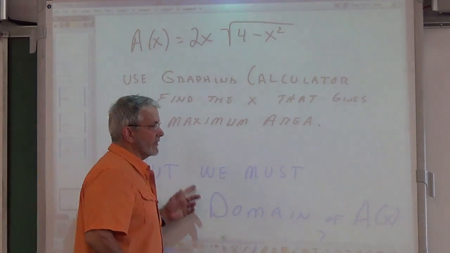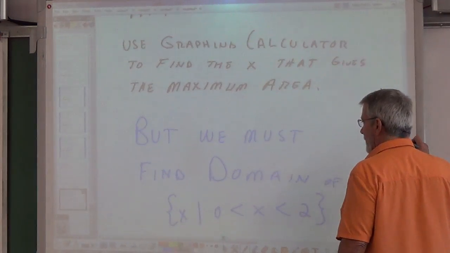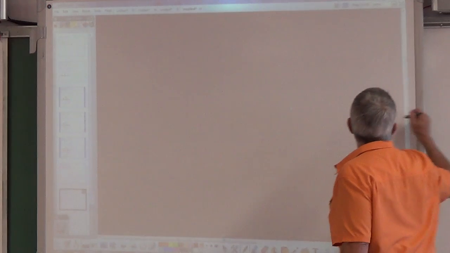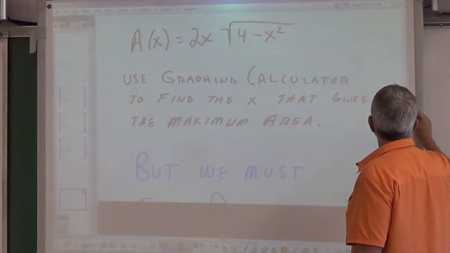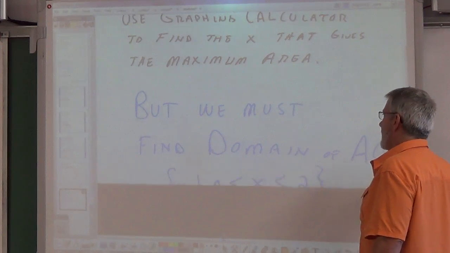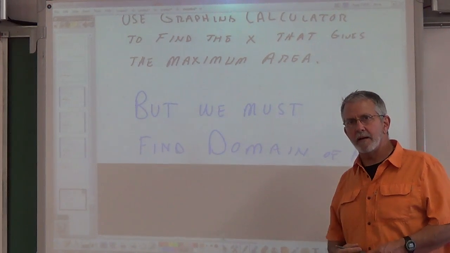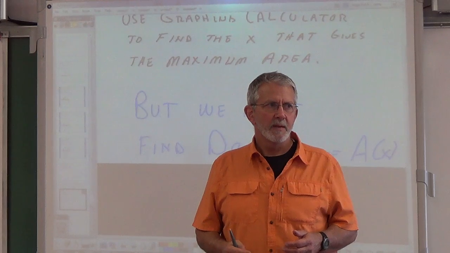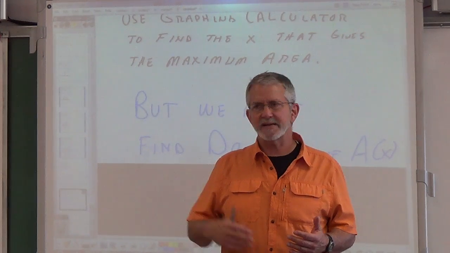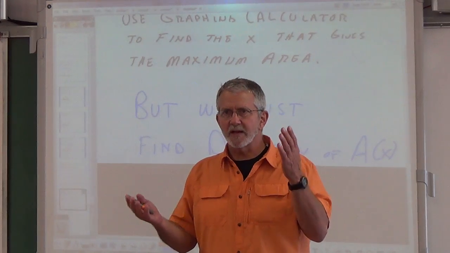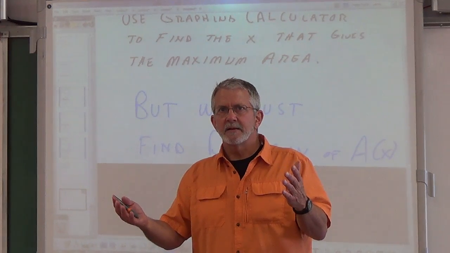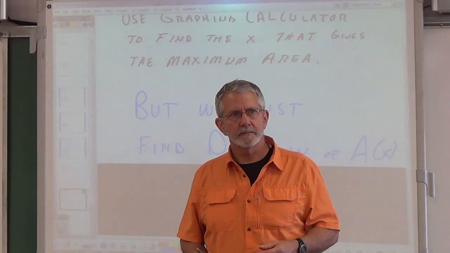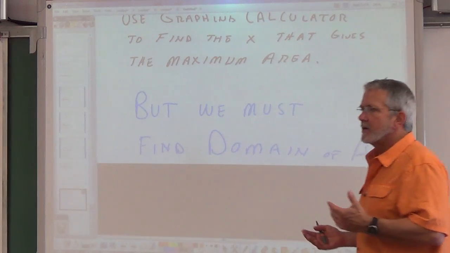Well, maybe not. What do we have to do first? Before we do that, one thing we have to do is find the domain of A of x. We have to find the domain of this area. And this is important for these optimization problems, and important for any practical application of mathematics outside the mathematics room. You have to realize what the domain is of the function that you're talking about. And this domain is fairly straightforward.